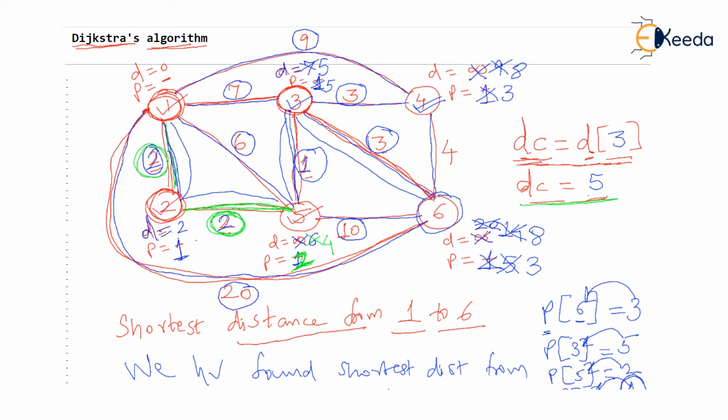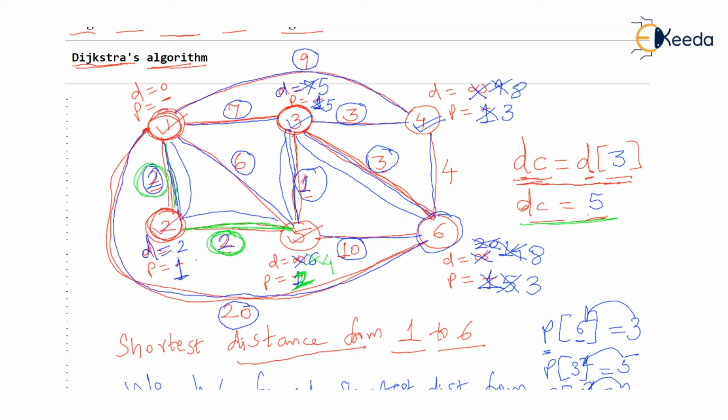Yeah, purposely I took a pause. We have found the shortest distance from 1 to 4, 1 to 5, 1 to 2, 1 to 3, 1 to 6, 1 to all. We have found the shortest distance from 1 to all. In fact, that was not the question, but it was a coincidence in this problem that we have found the shortest distance from 1 to all vertices. How come? Let me prove it.